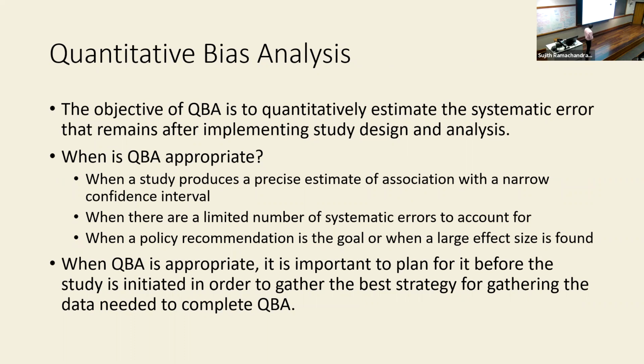So QBA, the objective of QBA is to quantitatively estimate the systematic error that remains after implementing your study design and analysis. Quantitative bias analysis is not meant to replace the things we do in your study design. It is not meant to replace any of the methods we use in the analysis. It is just meant to help interpret and give you confidence in your results after you do all of those things. Quantitative bias analysis is not super common, but it is not a new technique per se. It has been around for decades now.